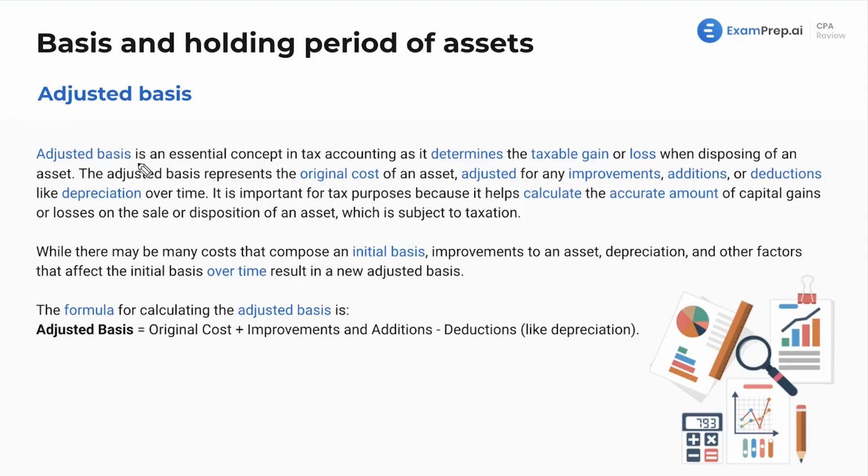Now, adjusted basis, we're going to see here, this is an essential concept in tax accounting as it is going to help us to determine the taxable gain or loss. And that is kind of the same sentence we've been seeing for tax basis. So you're like, what the heck's going on here? Well, yeah, because your tax basis doesn't stay the same. You have depreciation, you've got additions to that initial basis. So that's a couple things we will see here.